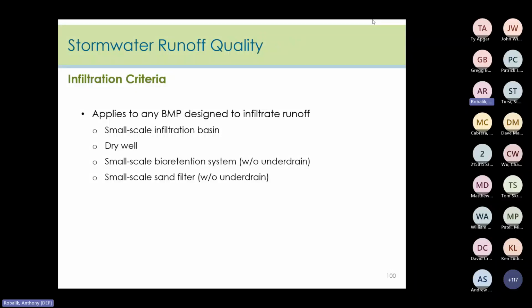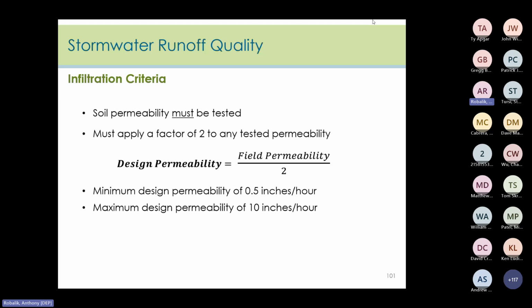Okay, so we covered two examples, small-scale infiltration basins and small-scale bioretention systems. But in general, all BMPs that infiltrate runoff have specific design criteria associated with them, which can be found in the BMP manual. And reviewers should make sure that the criteria is being met. So to go over some of that common design criteria, reviewers must check that the soil permeability was tested and that a factor of 2 was applied to any tested permeability rate to get the design permeability rate. Infiltration BMPs may have design permeabilities between a half inch per hour up to a max of 10 inches per hour.